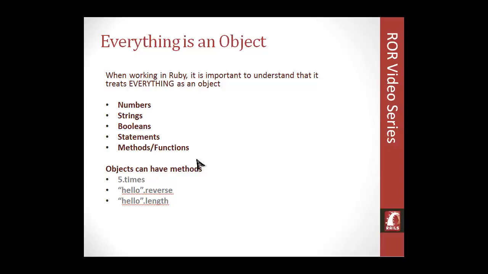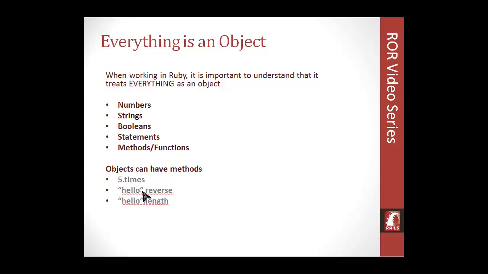Ruby likes to define functions as methods. I might say either one, so basically they're the same thing. And these methods, here's an example. We have 5. This is the syntax to call a method from an object. So the object here is 5 and the method is times, and this particular method will print something out 5 times, or do whatever we want 5 times.